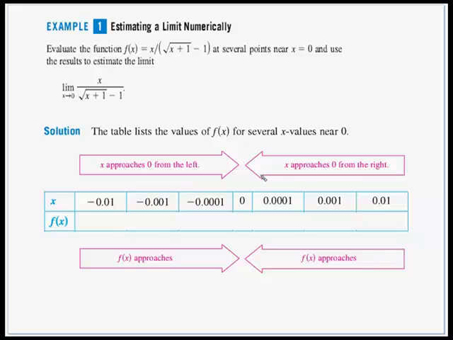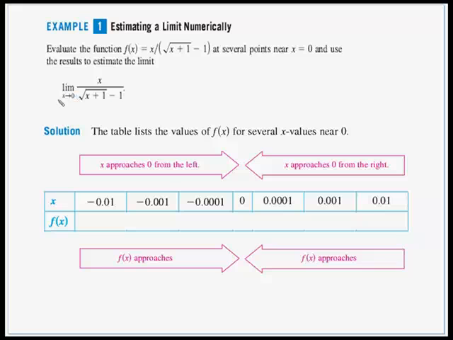So what we did with our table in that introductory slide was we estimated a limit numerically. And we're going to do that here in example 1. Evaluate the function f(x) equals x divided by the quantity root of (x + 1), minus 1. And we're going to do it at several points near x equals 0. And then we'll use those results to estimate the limit. So here's our function: the limit as x approaches 0 of x divided by the quantity root of (x + 1), minus 1.